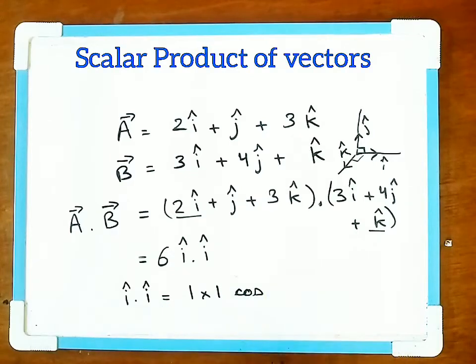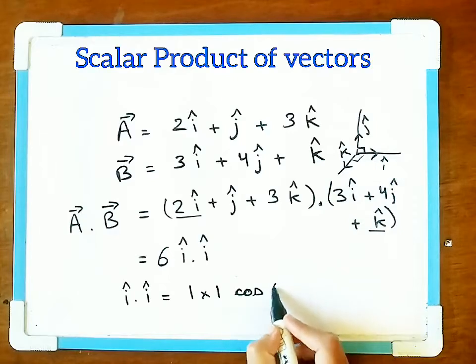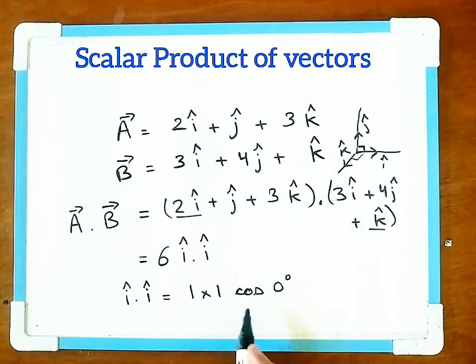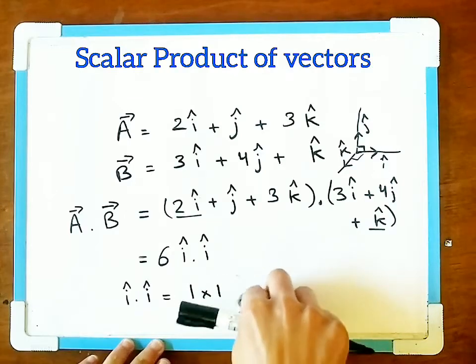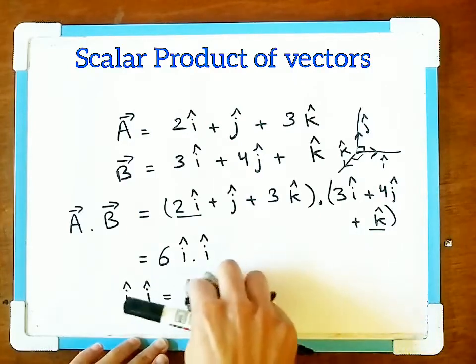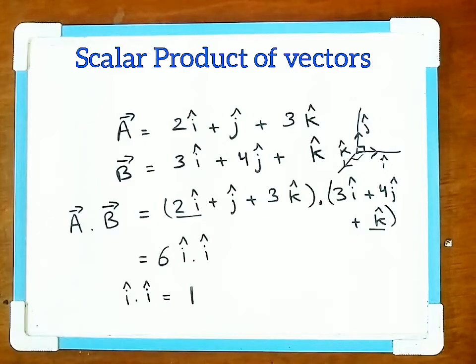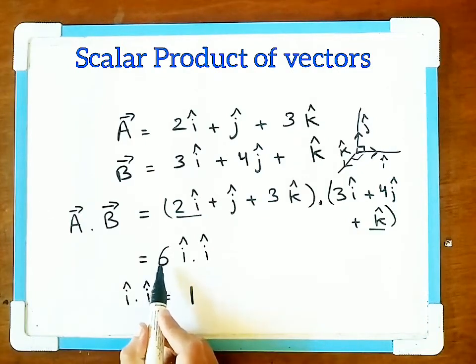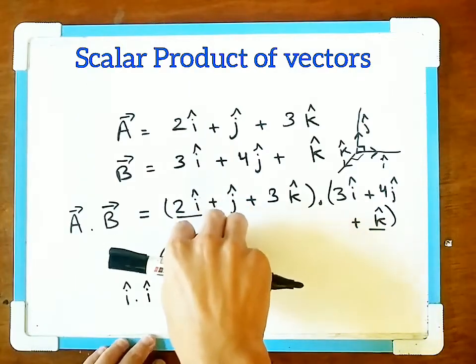What is the angle between the i and i? Since i and i are in the same direction, the angle between them is 0 degrees. So cos of 0 will give you 1. So hence 1 into 1 into 1, this will give you 1. So i dot i, this will be equal to 1. Okay, so here this 6 will multiply with 1, so we'll have 6.